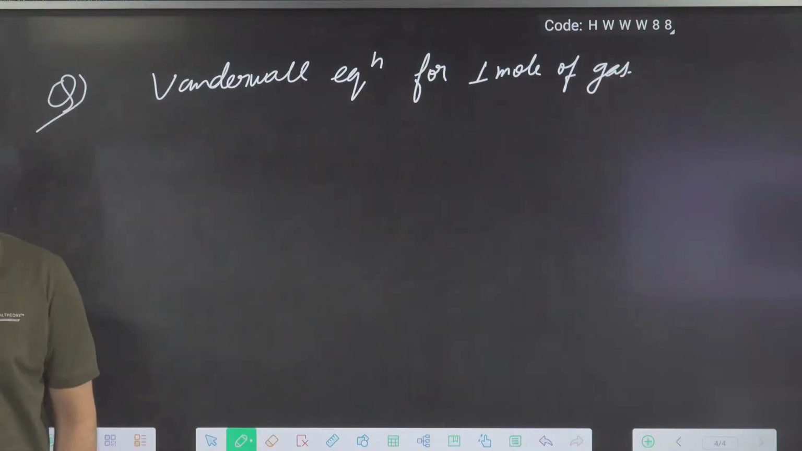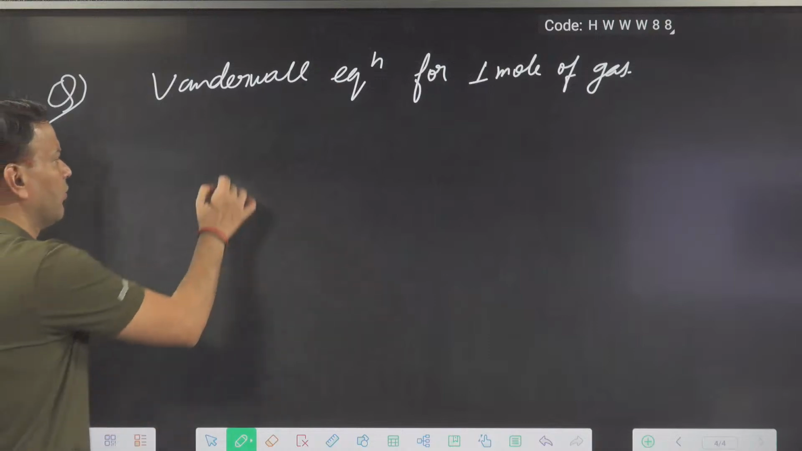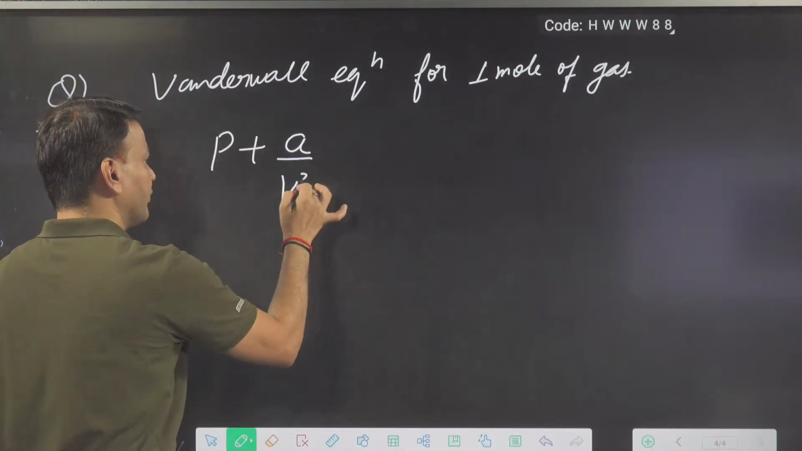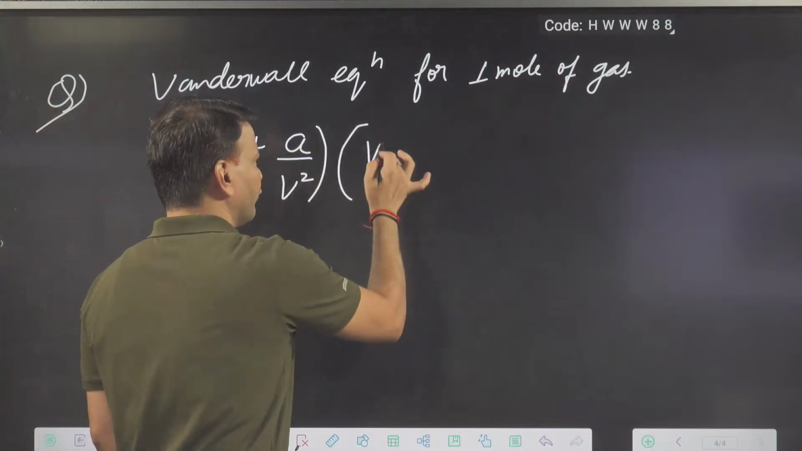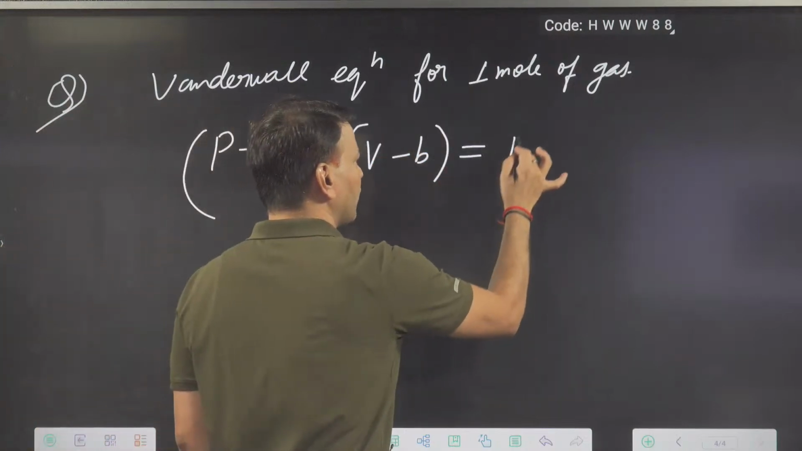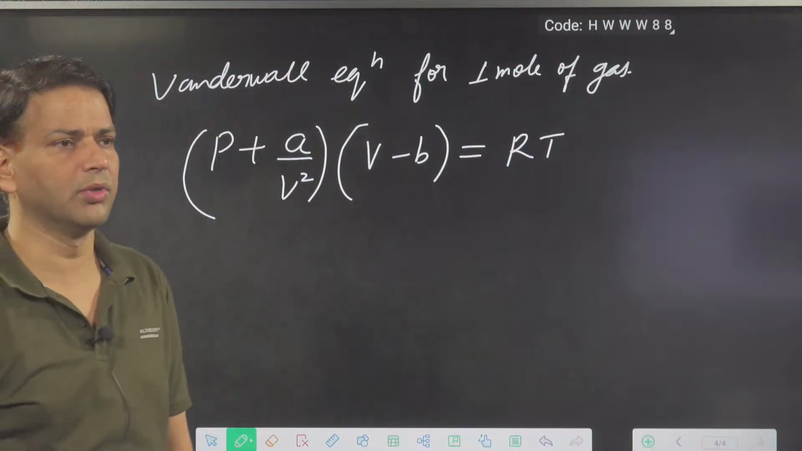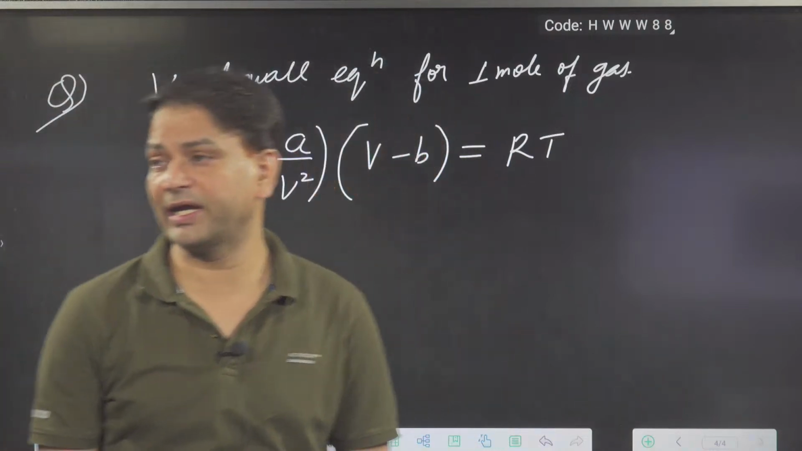Van der Waals equation you will learn in chemistry. In physics we will never talk about real gases. Van der Waals equation for 1 mole is (P plus a by V square) into (V minus b) equals RT, where P is the pressure, V is the volume. You have to find the dimension of a and b.